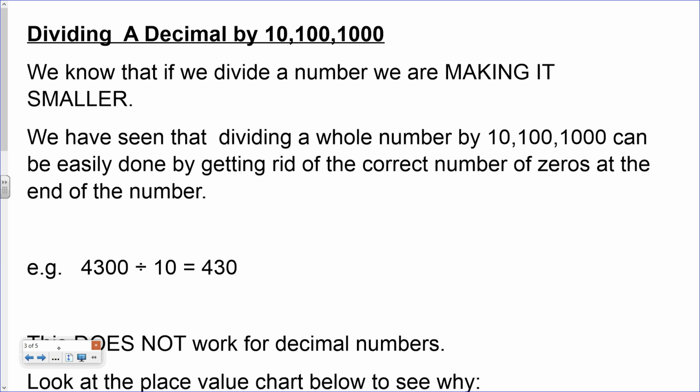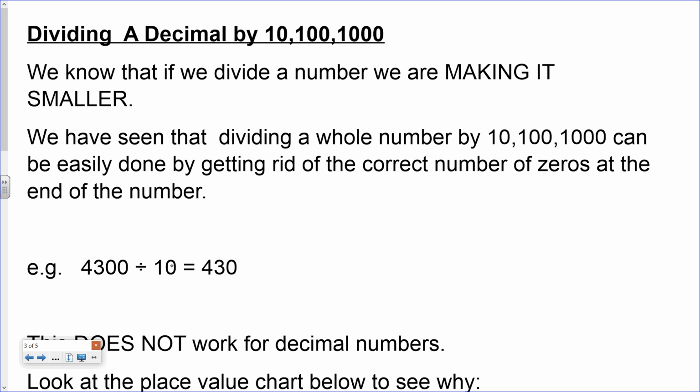So we know that if we divide a number, we are making it smaller. We're dividing it up into pieces so they are smaller. So when you're doing your answer, make sure that your answer is smaller than what it started with.